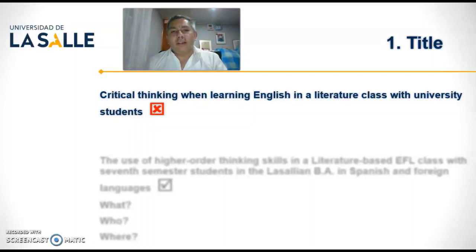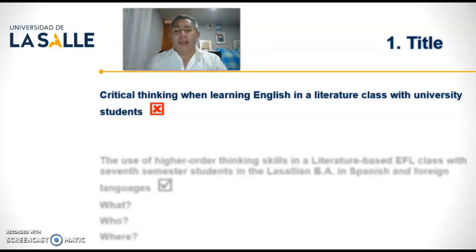And then learning English in a literature class doesn't really help the reader or the audience understand what the context or the case is. University students, again, it's way too general. Are you going to try to interview or survey or observe every single university student? Then if you think like that, you say, well, not really. I'm going to work with some university students in a particular context, in a particular course, in a particular semester. Then the title is way too general. It doesn't help the reader and the audience identify what it is that you're going to be doing.